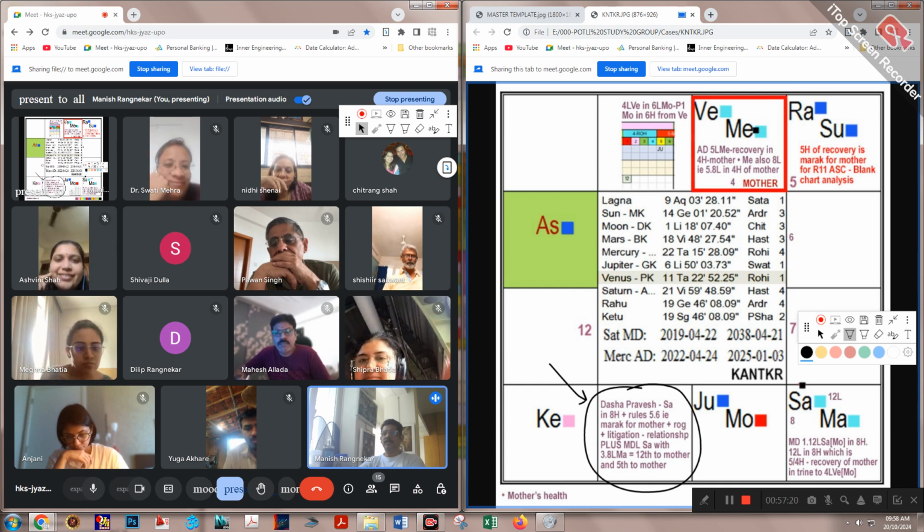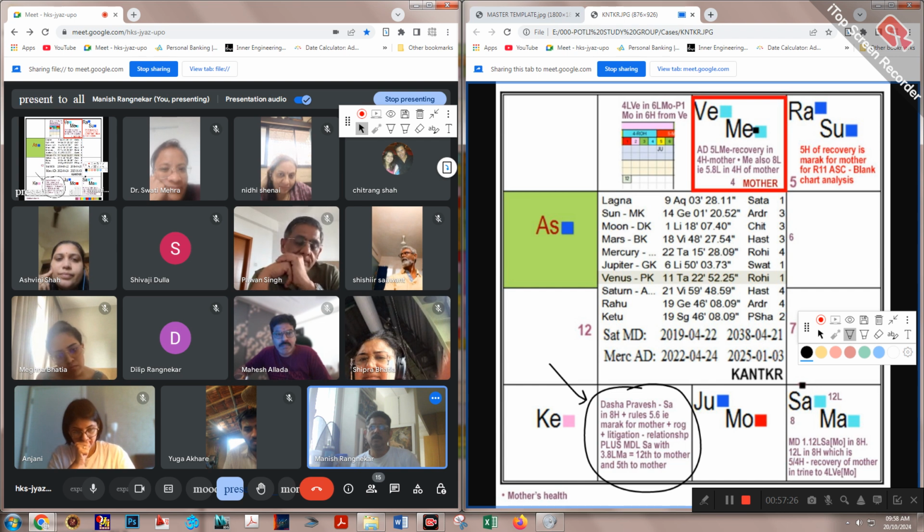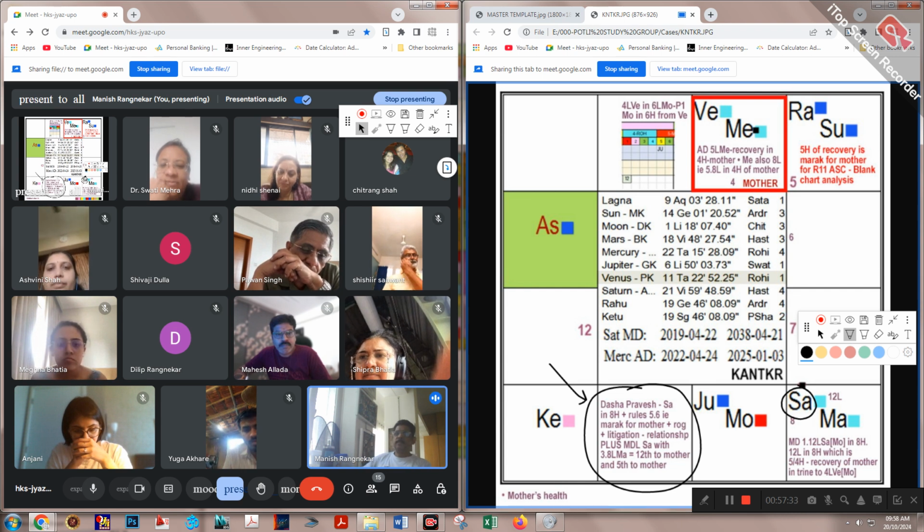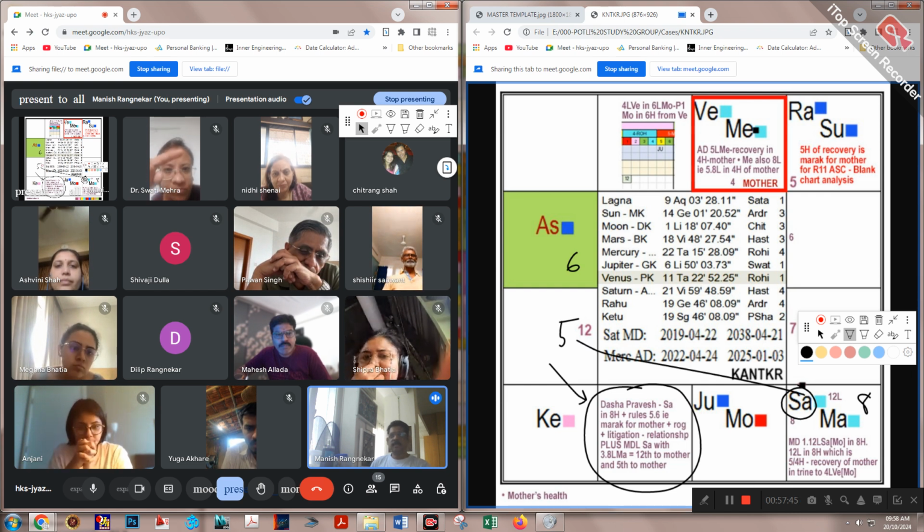So Dasha Pravesh, now I am not getting into detail of it. Basically, what it tells you is you have to see the Dasha Lord, which is there. So here I have written Dasha Pravesh. Saturn is in the 8th house, and it rules the 5th house and 6th house from itself. There are various ways of Dasha Paddhati. I am just showing you one of it, which I use.